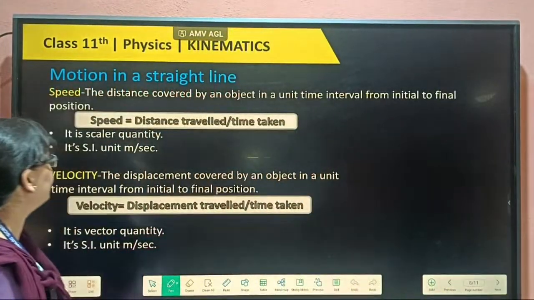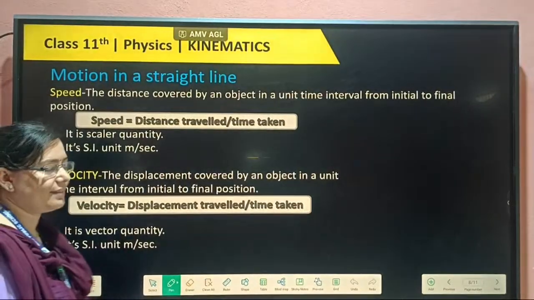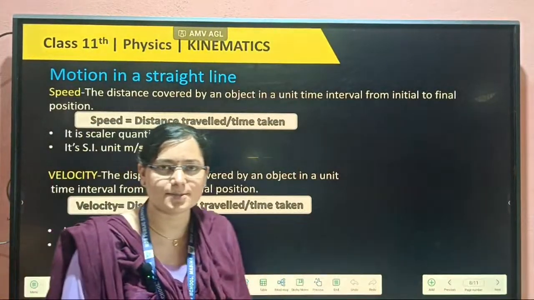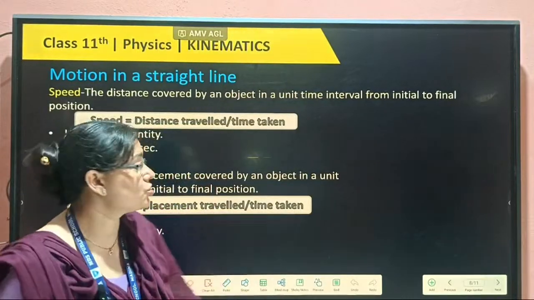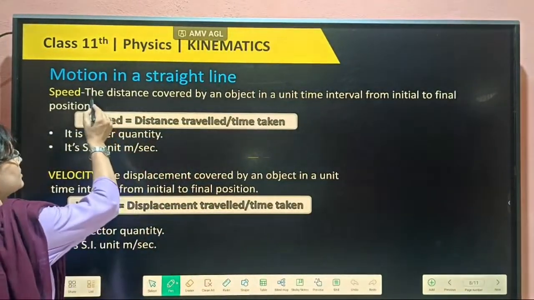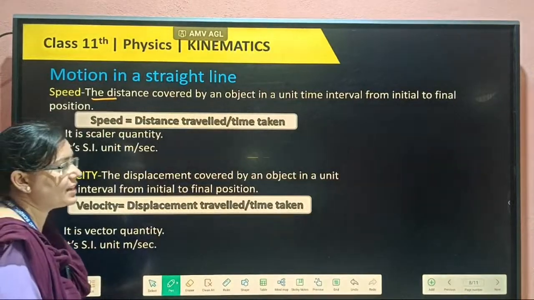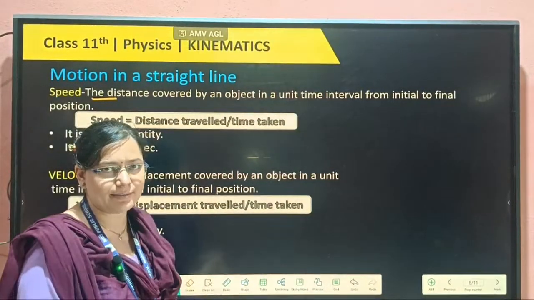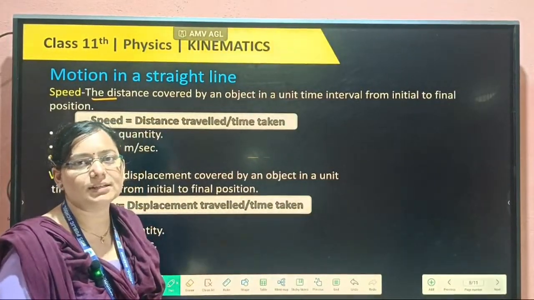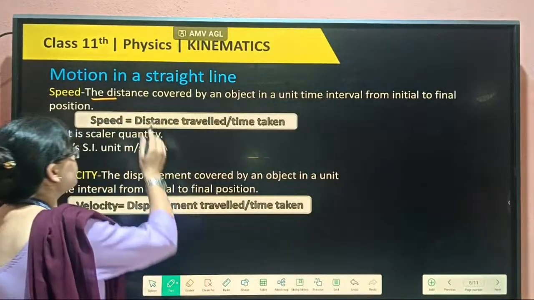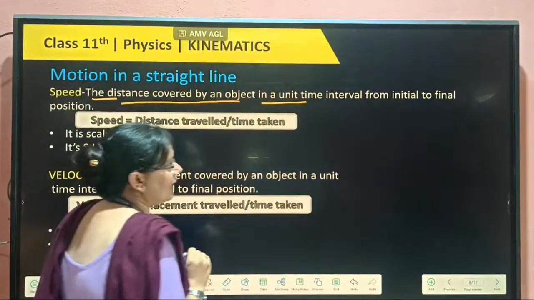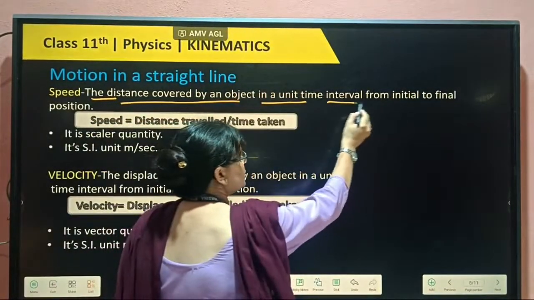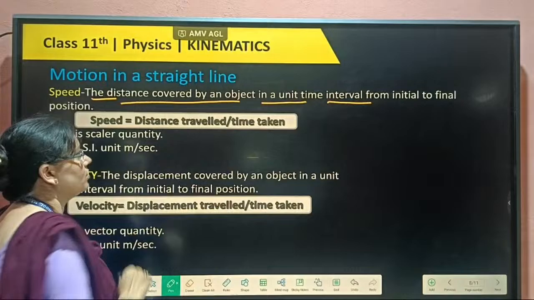Next topic, beta, is speed and velocity. We have done distance and displacement. Now we are doing speed and velocity. Speed, beta, what is speed? Speed is the ratio of the distance to the time, and velocity is the ratio of the displacement to the time. So speed is the distance covered by any object in unit time, traveling from initial to final position.